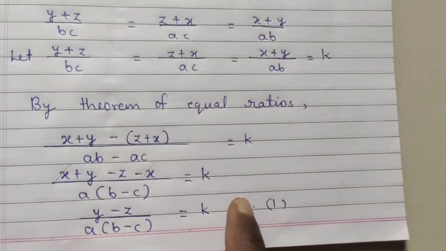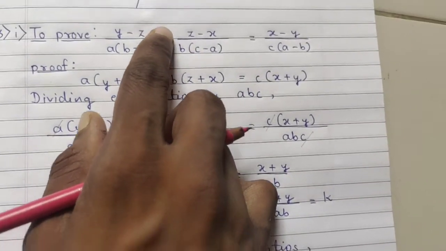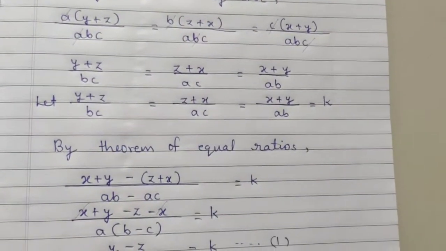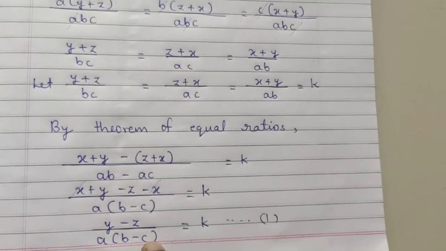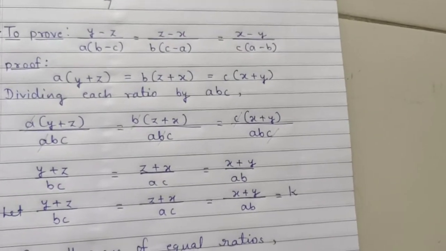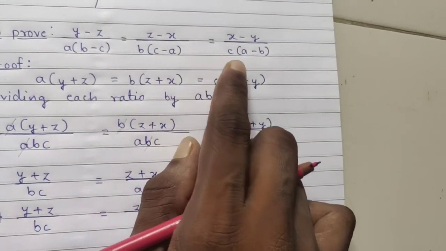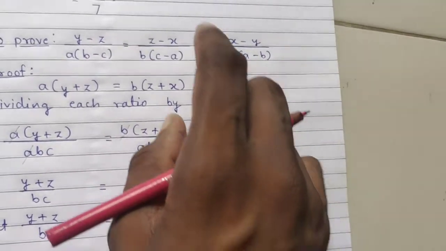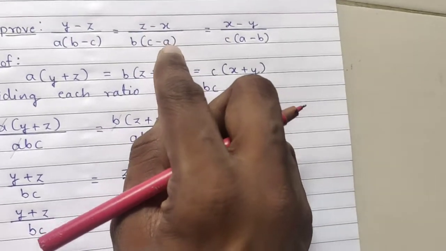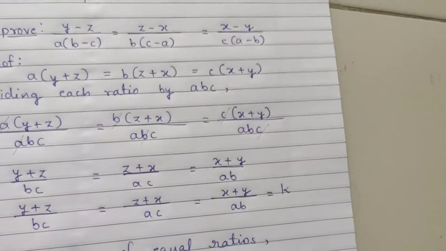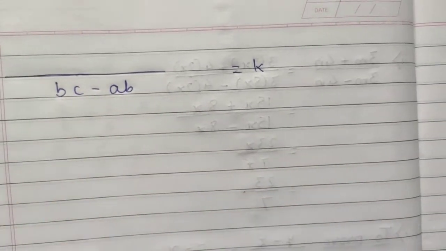Okay, you can see this is very much similar to your first ratio. This y minus z upon a (b minus c). Okay, so we got our first ratio. Similarly, we will do for the second ratio, that is b bracket c minus a, and also for the third ratio. Now see second ratio. What is this? BC minus BA, that is BC minus AB. Okay, so our second ratio is BC minus AB.